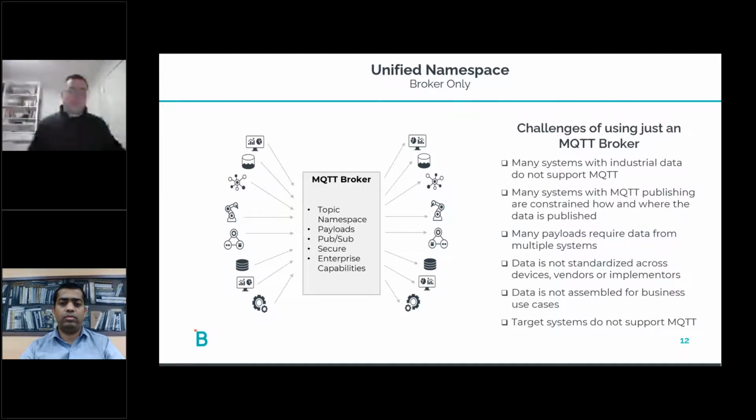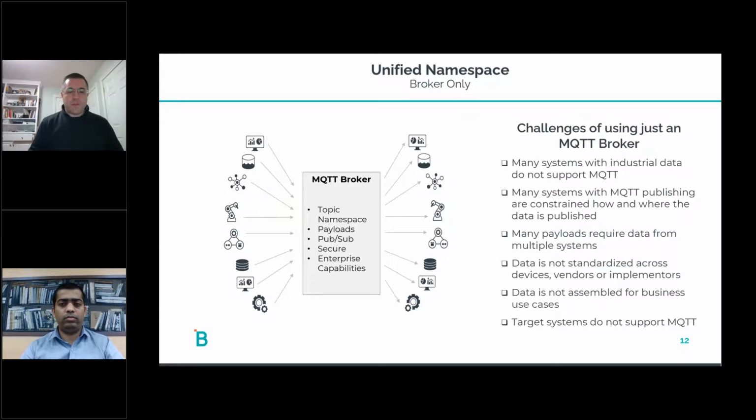And if we have every piece of machinery publishing the data, we haven't yet standardized that data. Furthermore, when we think about the target systems, many of those also don't support MQTT. So we have this challenge: MQTT is a great structure for our unified namespace, but we need something on either side of it to make it much more usable.